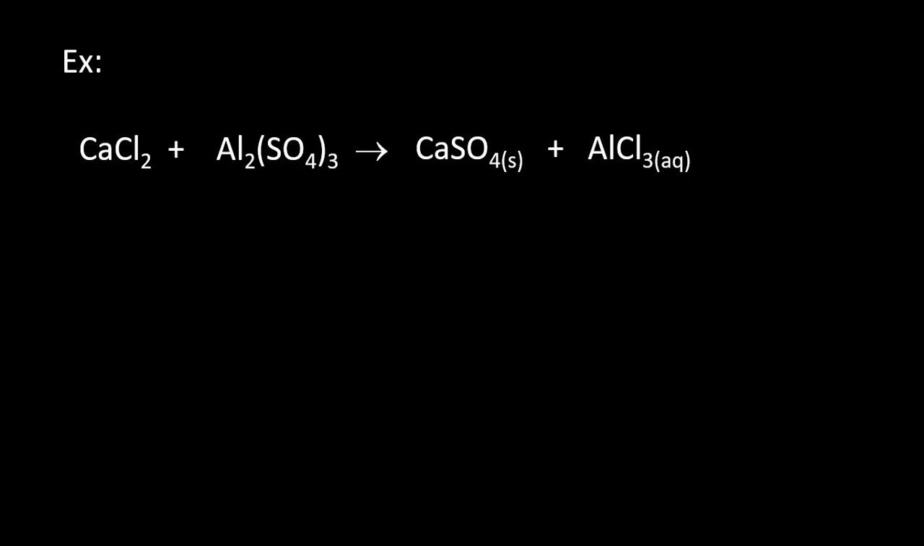So as long as one of our products is going to be insoluble, we get a reaction. So in this particular case here, calcium sulfate gives us an insoluble product, and therefore the reaction goes. And of course we balance it.